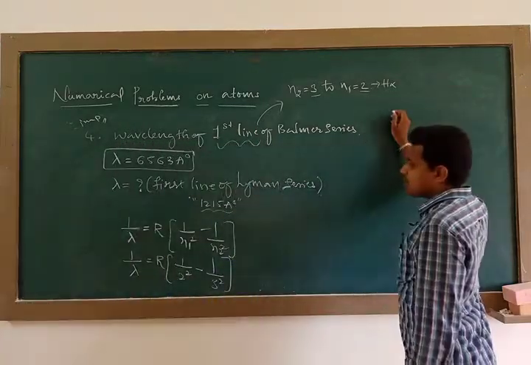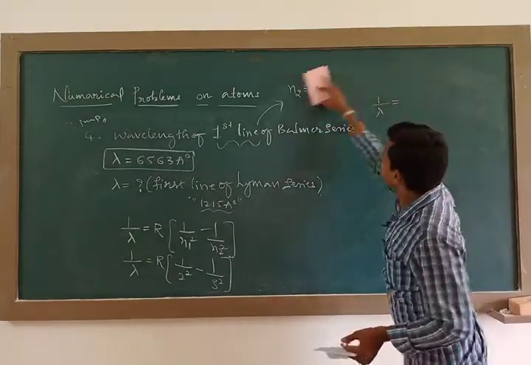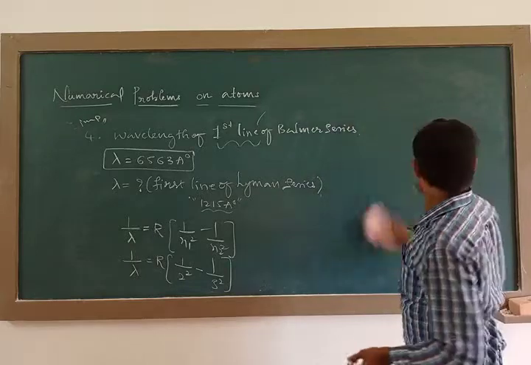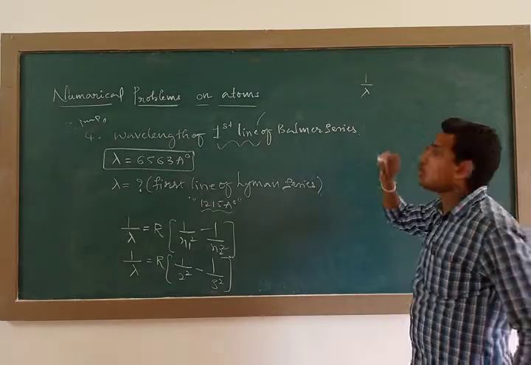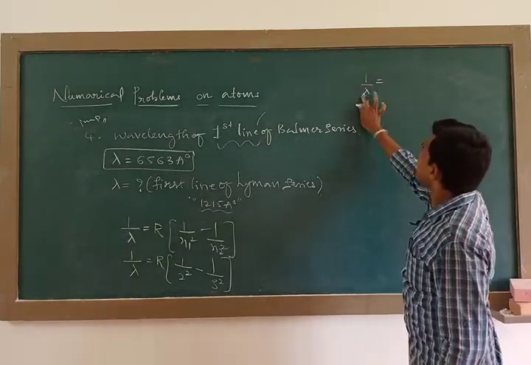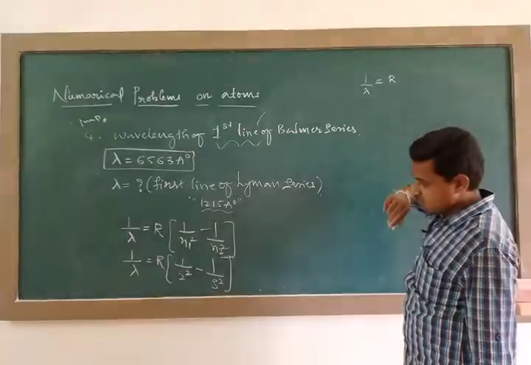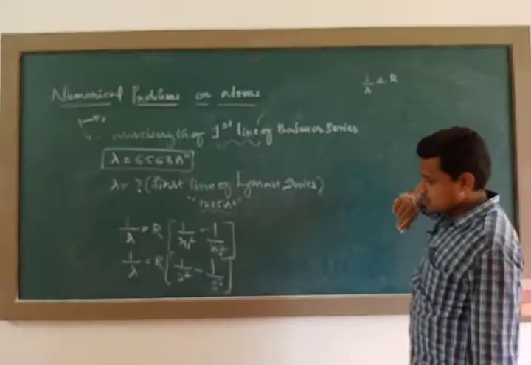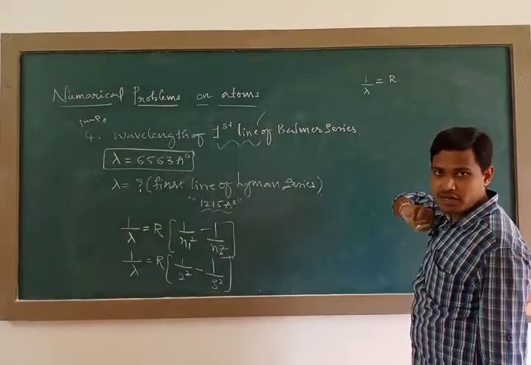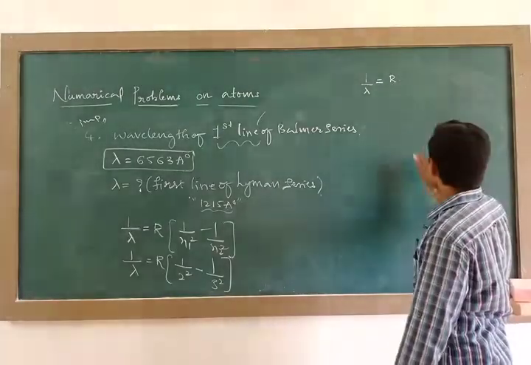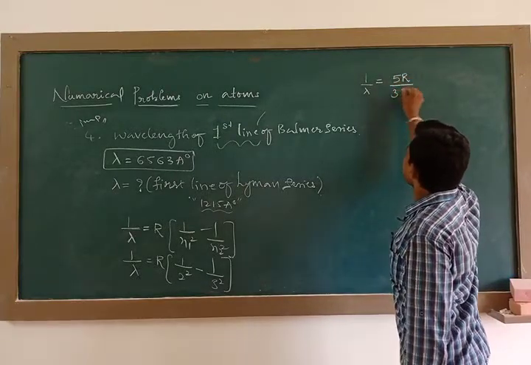Therefore, 1 by lambda is equal to R into 1 by 2 square, 4, minus 1 by 9. Therefore, what does it become? 5R divided by 36. So therefore, 5R by 36 I can write here.